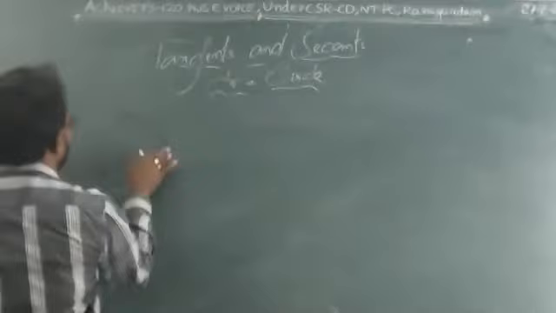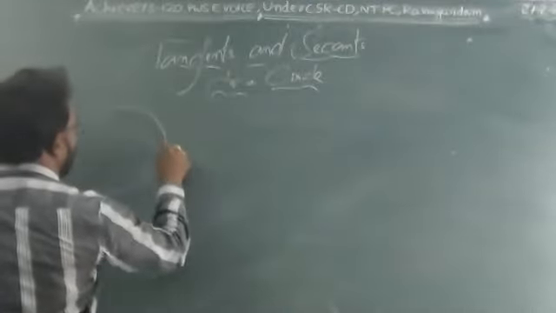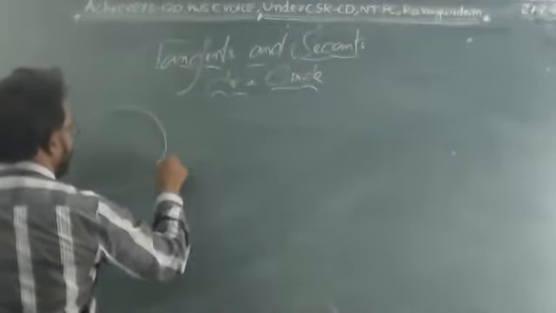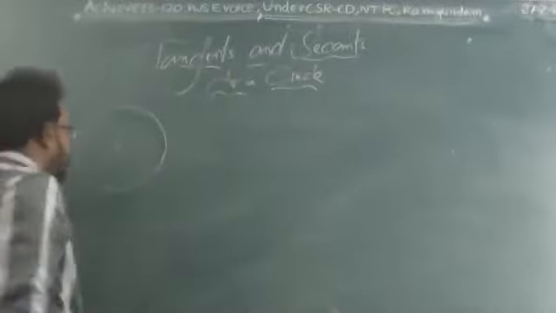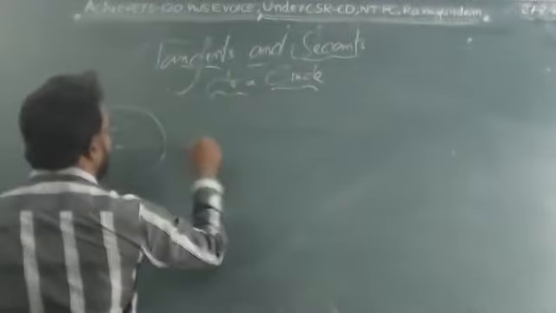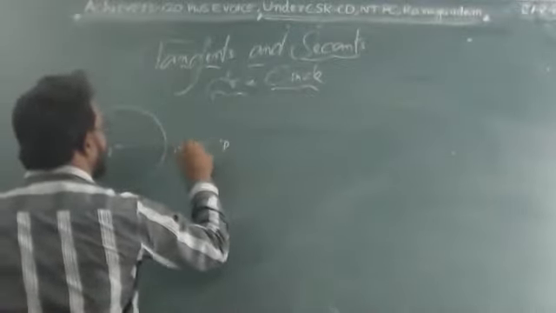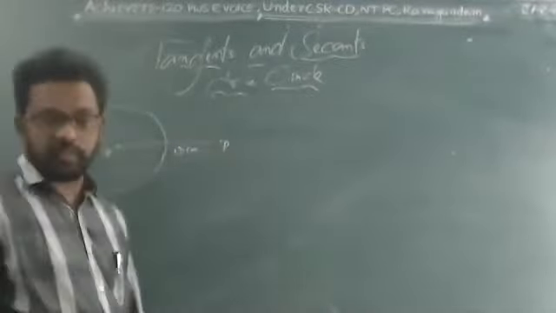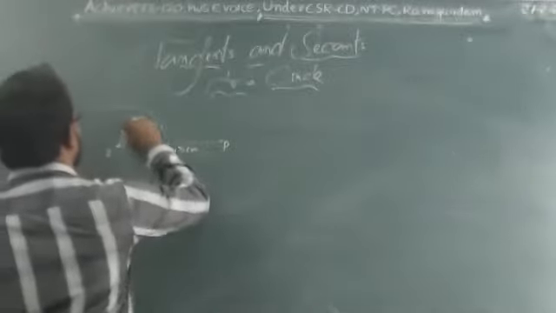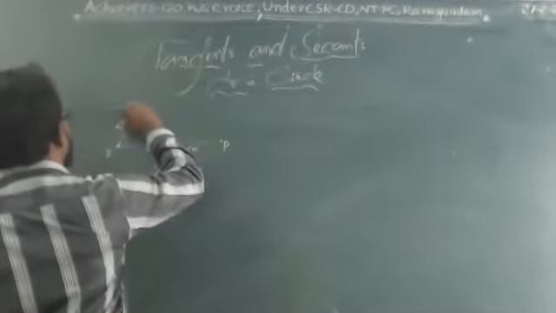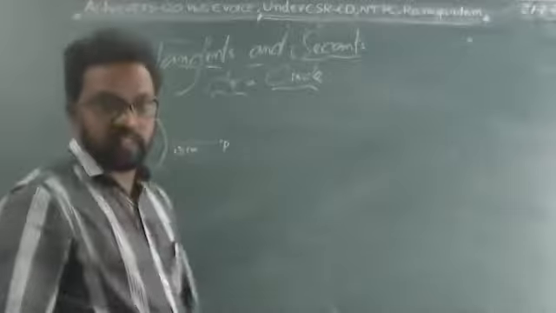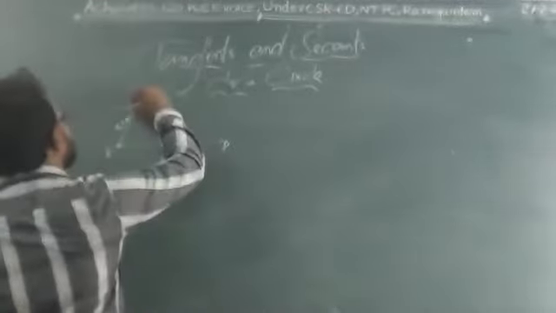So here, one of the circle, from the external point, let us take P. The length is 13 centimeters and the radius 5 centimeters. Then what is the length of the tangent he is asking?